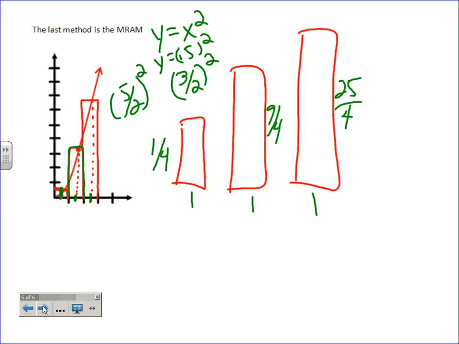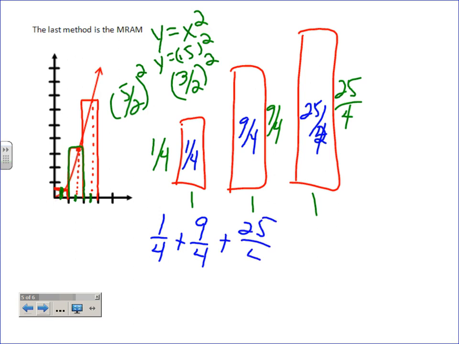So with that in mind, let's find out what's the area of this first rectangle. 1/4. This one is 9/4, and this one is 25/4. Sorry, I don't know why I wrote a 2 there. You add that up, so you take 1/4 plus 9/4 plus 25/4. The nice thing is we do have a common denominator, so that could have been worse, right? So we got basically 35 over 4.